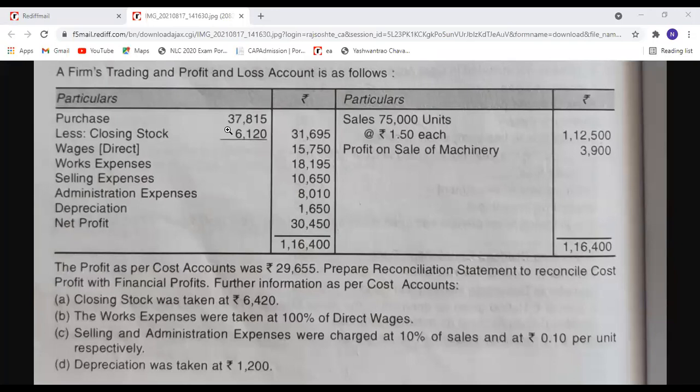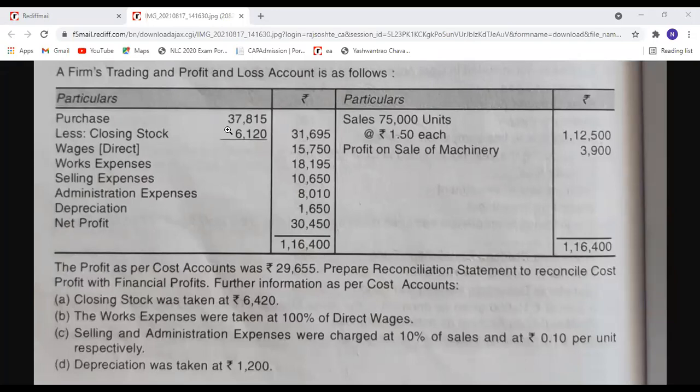On the credit side, the sales are 75,000 rupees, 75,000 units at a selling price of rupees 1.50 each. The profit on sale of machinery is also given, and overall the result of the profit and loss account is a net profit of 30,450. Then, the profit as per the costing records or cost accounts was rupees 29,655. Prepare the reconciliation statement to reconcile the cost profit with the financial profit.